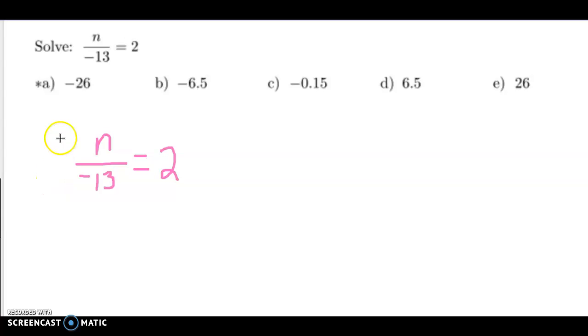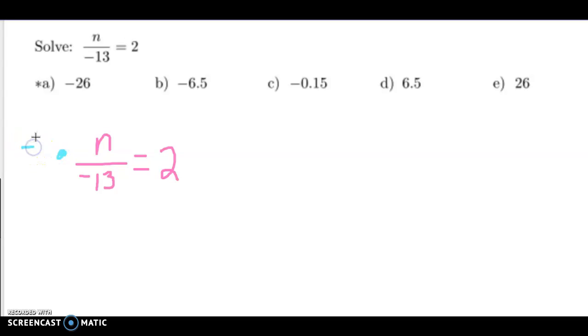Now, my whole point is to still get the variable n by itself. So now I'm looking at what is attached to this n and by what operation. It looks like the negative 13 is on the same side as the variable and it's attached by division. So I have to go ahead and do the opposite of division. And the opposite of division is multiplication.